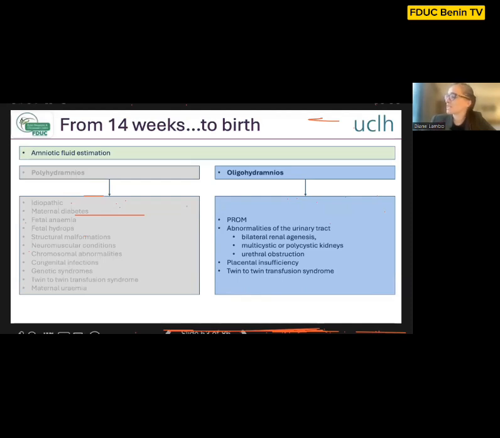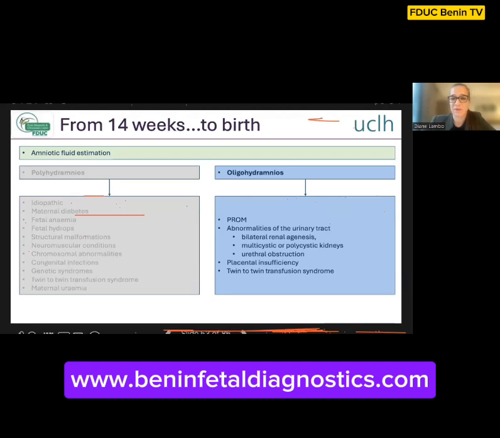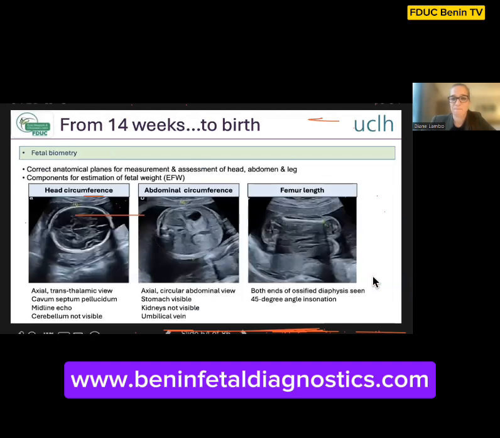Now, what's important to understand is that actually the amniotic fluid is really a combination of fetal urine, which is produced beyond 16 weeks. So prior to 16 weeks, the amniotic fluid is consistent from secretions of the placenta, of the uterus. But after 16 weeks, it's primarily fetal urine, which is contributing to your amniotic fluid volume.